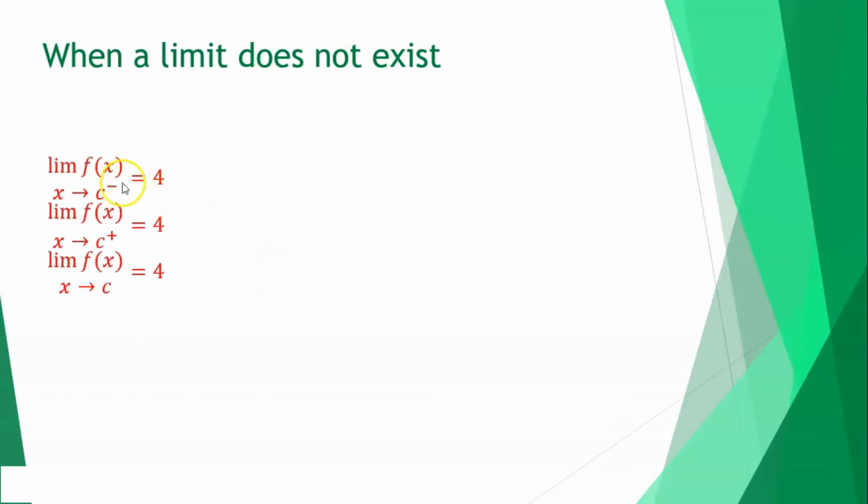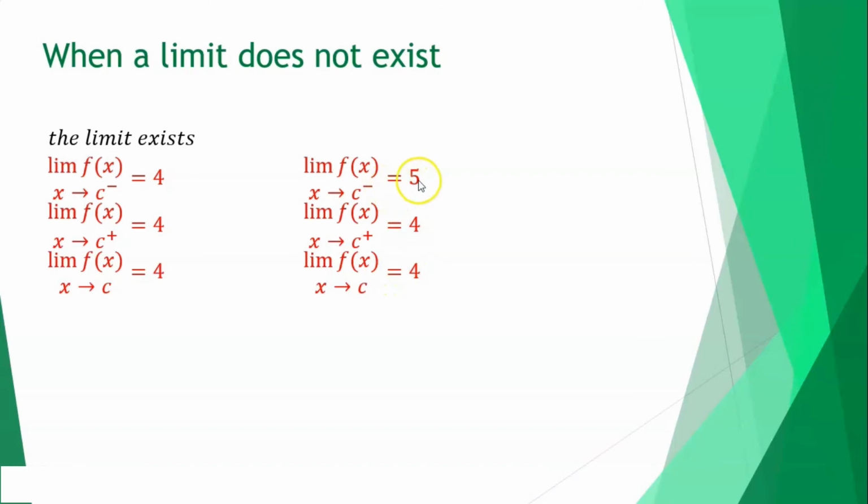Okay, so if we're given here, the limit of a function as it approaches c from the left is 4, as it approaches c from the right is 4, and the value of f of c is also 4, it means the limit exists. Now for this one, this is 5, 4, and 4. So with this, the limit does not exist.